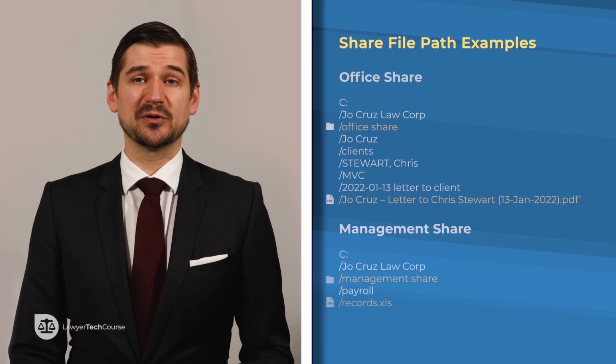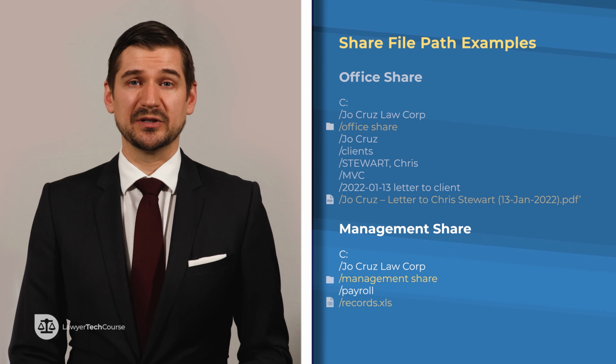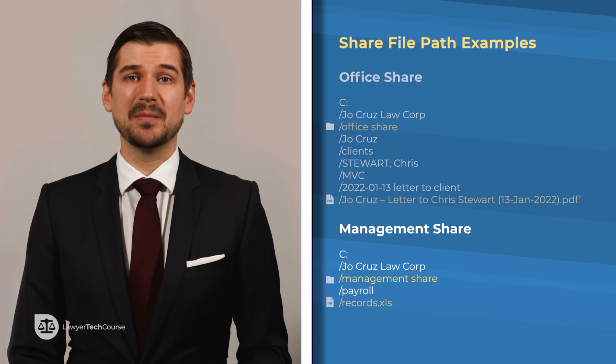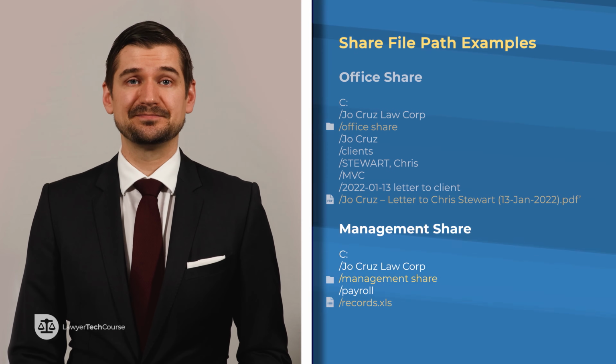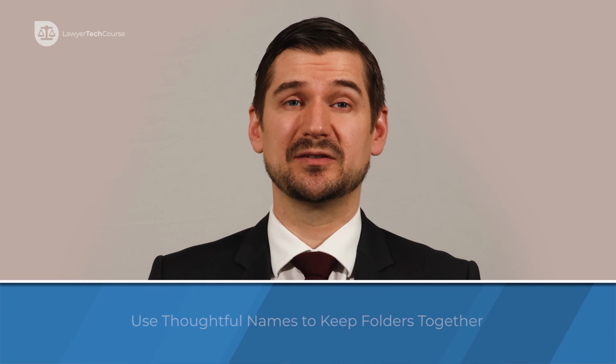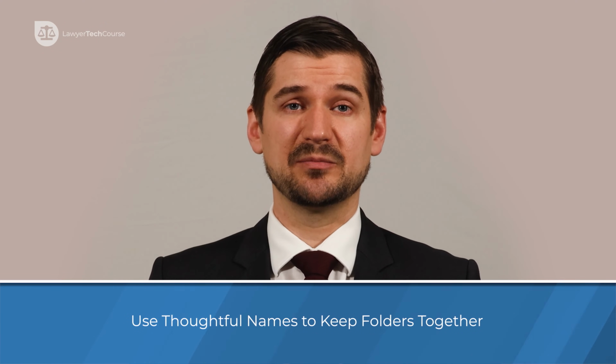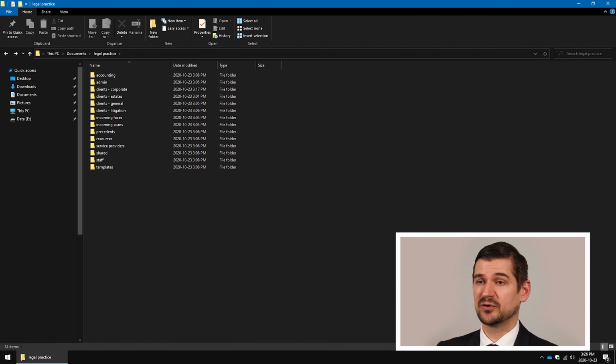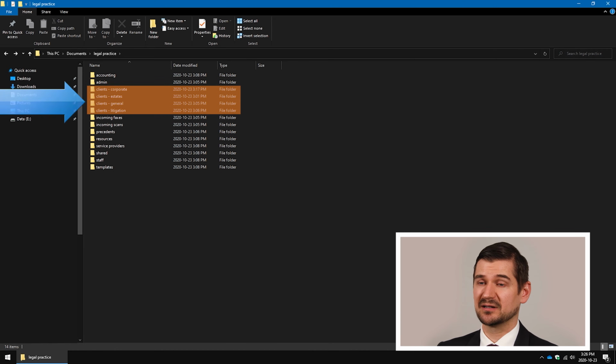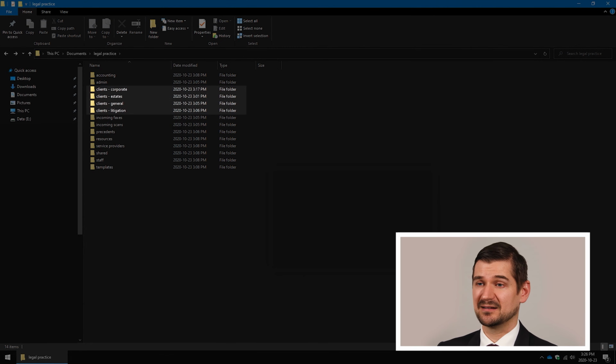Conversely, information about your firm's payroll records, something that only you and other managers should be seeing, may be stored at the following location. Higher level folders should be given descriptive and intuitive names to keep related folders grouped together. For example, if you ran a general practice that was made up of 4 different areas, I would recommend that the folders be named something like Clients Corporate, Clients Estate, Clients General, and Clients Litigation.